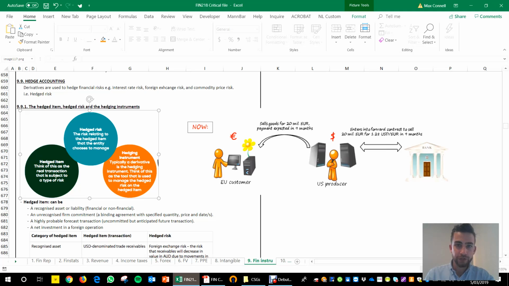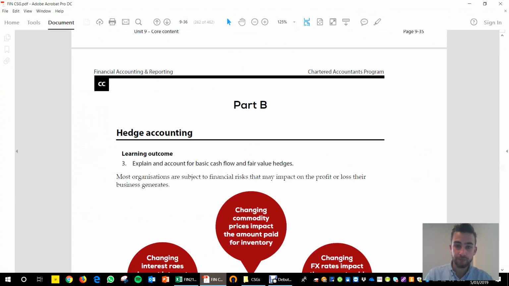Hey guys, welcome to the second part of Chapter 9, Financial Instruments in the Fin module. As you recall, we've already been through Part A, which touched on financial instruments. Because this chapter is so long and complicated, even the CSG itself has had to split this into two parts. So today we're going to be going through Part B, which was around hedge accounting.